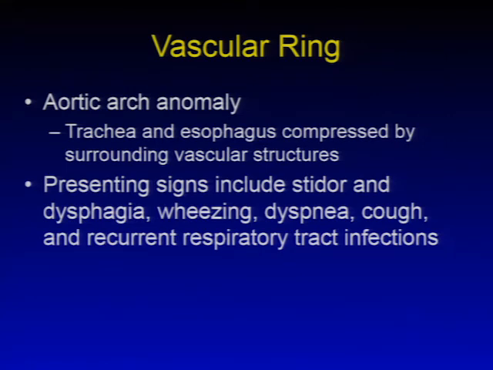So the vascular ring is an aortic arch abnormality. Most commonly, it's a double aortic arch with right arch dominance. This occurs basically with the trachea and the esophagus that become compressed by surrounding vascular structures. The presenting signs and symptoms include stridor and dysphagia, wheezing, dyspnea and cough, and recurrent respiratory tract infections that are unable to be treated or diagnosed by conventional methods. The typical repair of this is either repair of the aorta or aortopexy to separate compression of the trachea and esophagus.